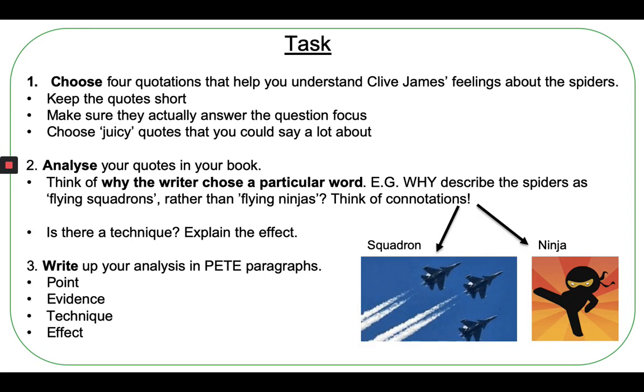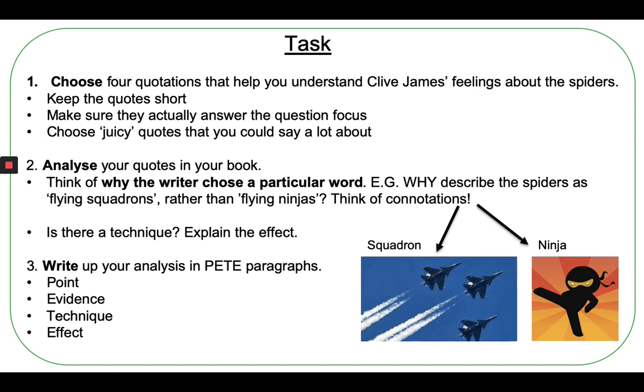So your task for the lesson today, you need to choose 4 quotations that help you understand Clive James's feelings about the spiders. So you'll need to return to the previous slide in a moment, reverse, rewind. You need to keep the quotes short. Make sure they actually answer the question focus about his feelings. Choose juicy quotes that you can really say a lot about. Analyse your quotes in your book. You can do a brainstorm or bullet points as you've seen me do in previous lessons. Think of why the writer chose a particular word to really support you with your brainstorm.